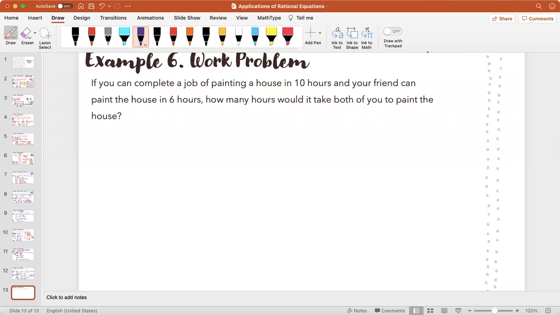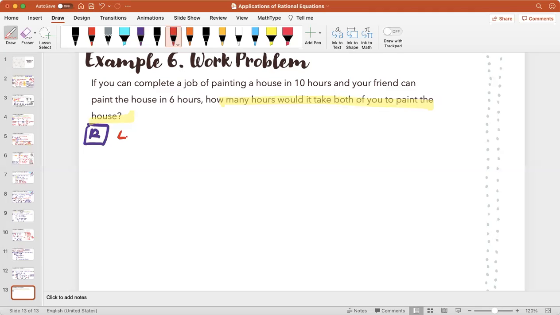If you can complete a job of painting a house in 10 hours, your friend can paint the house in 6 hours. How many hours would it take both of you to paint the house? So what are we looking for? If both of you will paint the house, how long? So that would be your x.